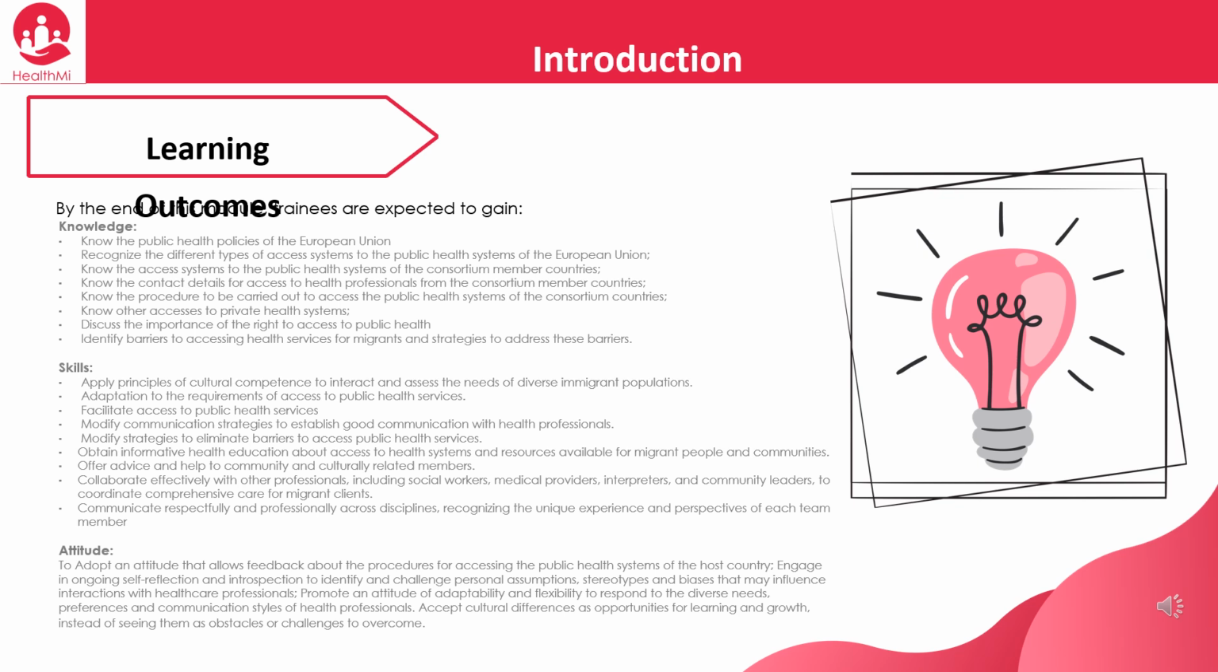Adaptation to the requirements of access to public health services. Facilitate access to public health services. Modify communication strategies to establish good communication with health professionals. Modify strategies to eliminate barriers to access public health services. Obtain informative health education about access to health systems and resources available for migrant people and communities. Offer advice and help to community and culturally related members.